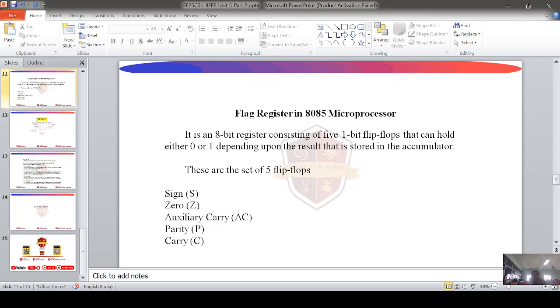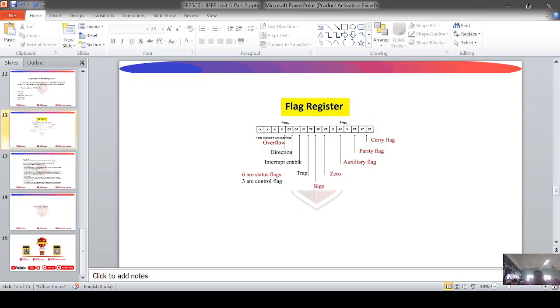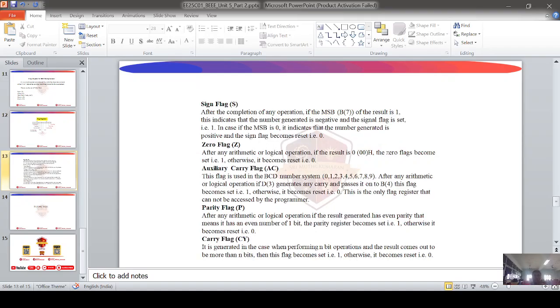And the flag register in 8085 microprocessor. The flag register is an 8-bit register containing 5 status flags. These flags indicate the result of the operations performed by the arithmetic logic unit. The flags are sign, zero, auxiliary carry, parity, and carry. Then types of flags in 8085: sign flag, zero flag, auxiliary carry flag, parity flag, carry flag.